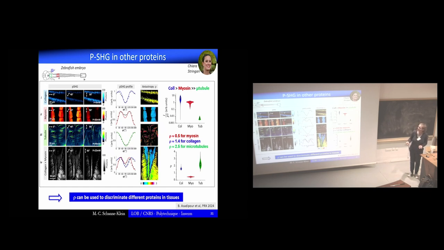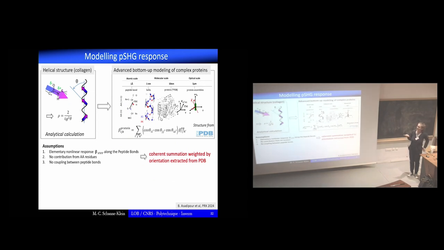We can go further and look at the modelization of this system. So we consider that in the other proteins, it's the same elementary response along the peptide bond. But in collagen, it's a helical structure. We have done analytical calculation. It's very easy. While, for example, in tubulin, it's much more complicated. So here, we have to do a numerical calculation that is mainly a framework calculation based on the structure from the protein data bank. And we just add this elementary response from the peptide bonds without any contribution from the amino acid residues and without coupling between the peptide bonds. So it's just a coherent summation weighted by the orientation.